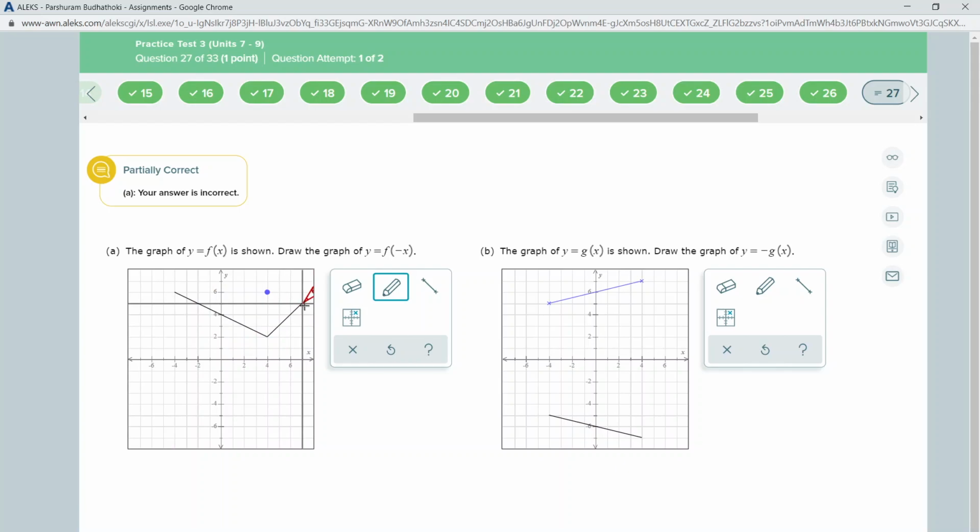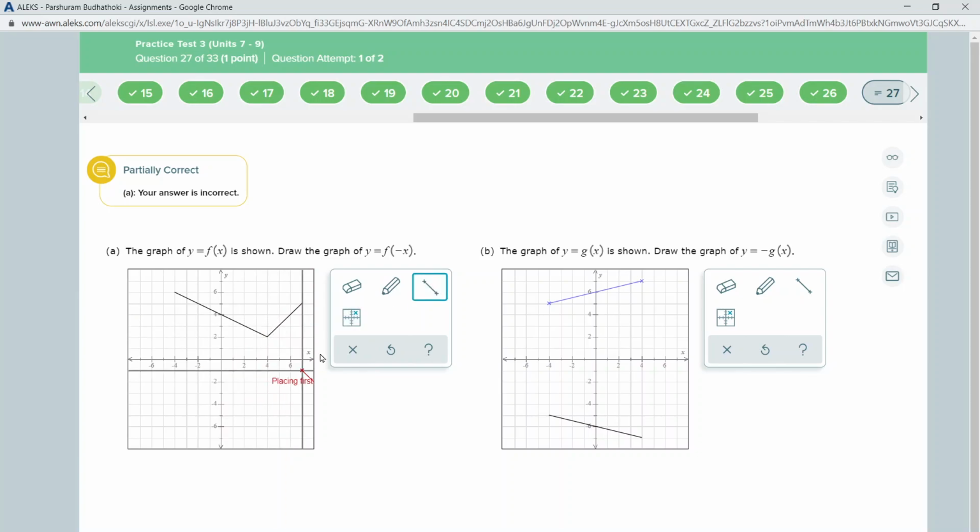7. Oh, this is 7. Oh, that was my mistake. 7 and 5 becomes -7 and 5. -7 and 5. Okay, so that was the mistake.